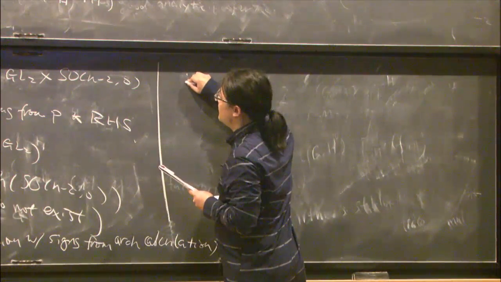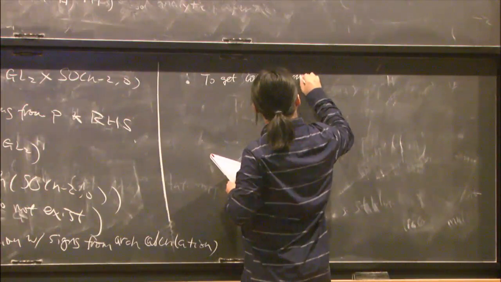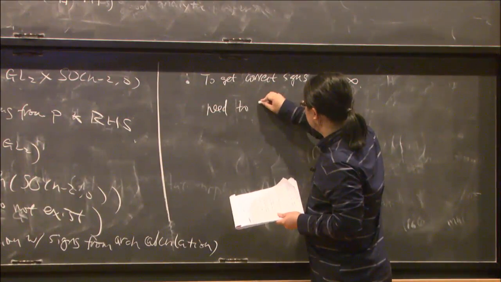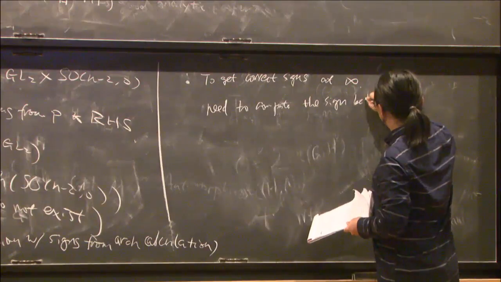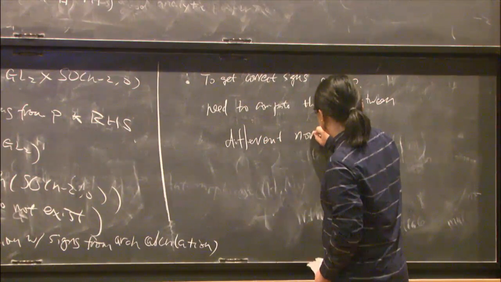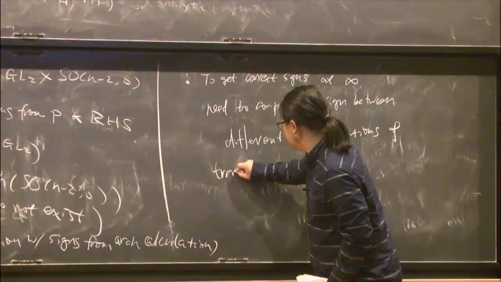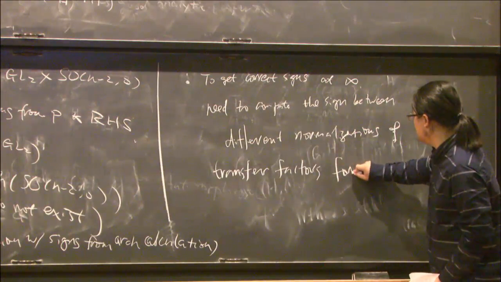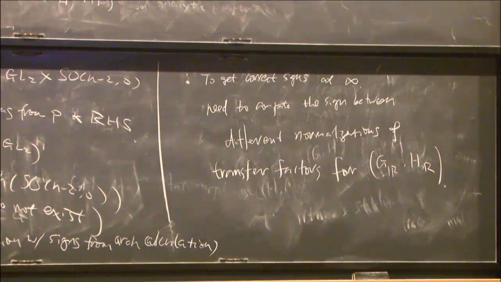Okay, so finally, let me just remark that to get correct signs at infinity, we need to compute the sign between different normalizations of transfer factors for G(R) and H(R) in order to get the right signs. Okay, I'll finish here.